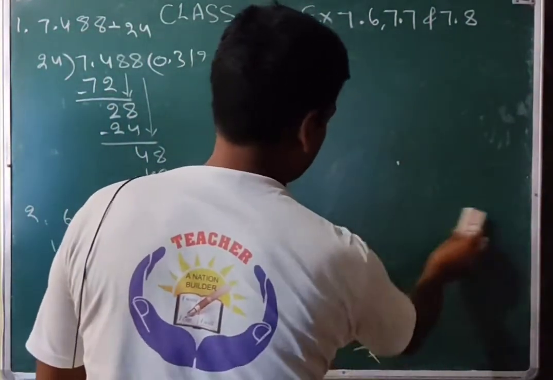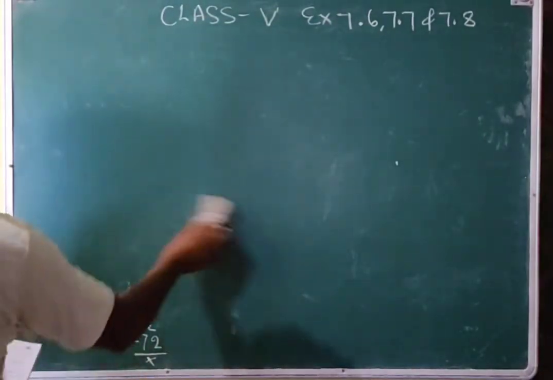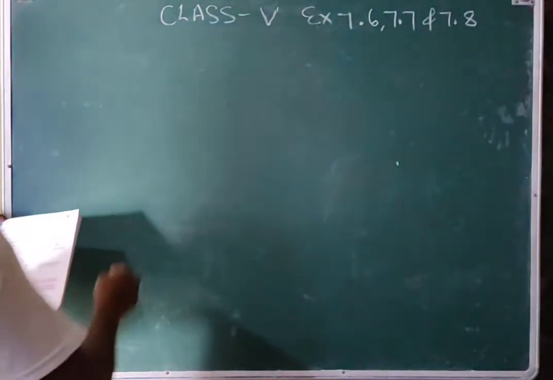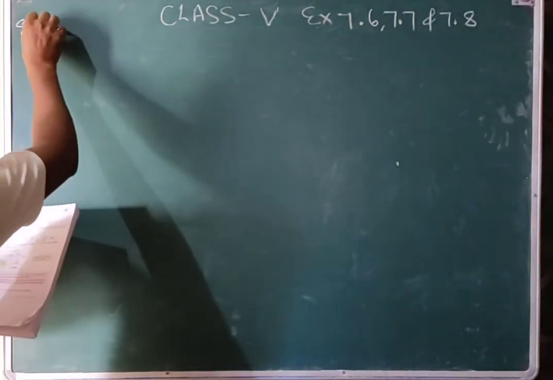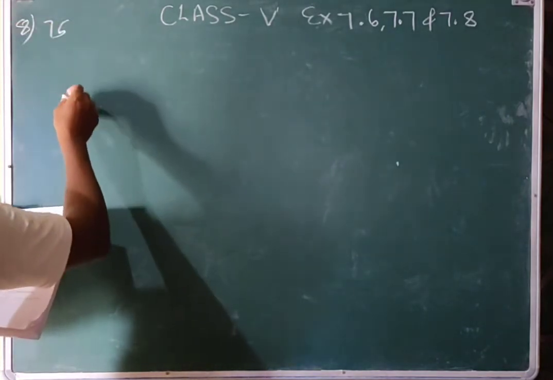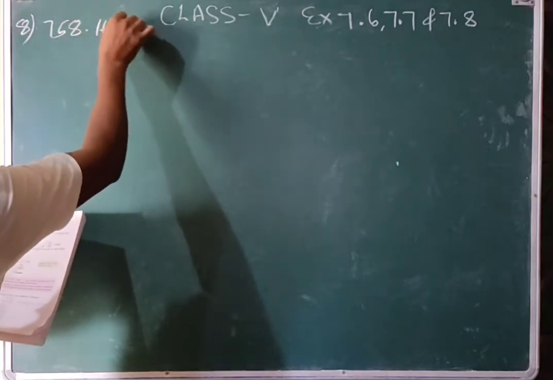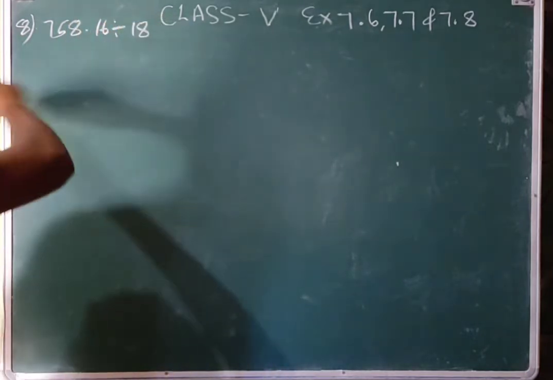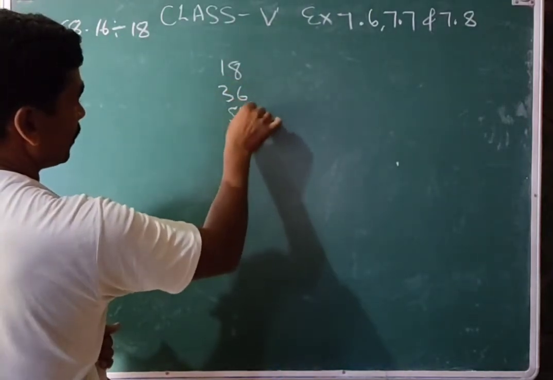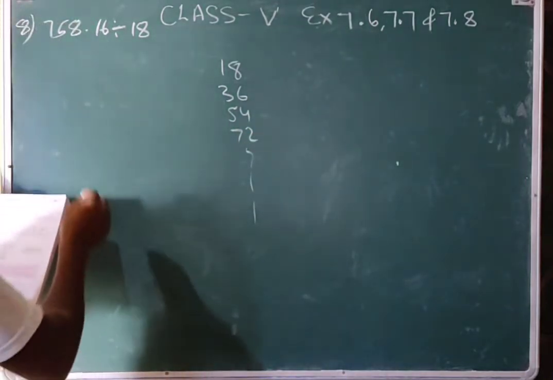But the 8th part we will see here, because the table of 18 is given there. If you are not able to read the table, then you can write the table in the rough place. 8th question: 758.16 divided by 18. If you are not able to read the table of this one, then you can write the table here. Like this you can write the table on the side.